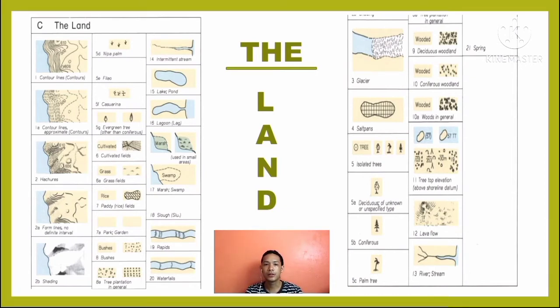So, in continuation, let's talk about the land. There are various formations of the different types of lands regarding their formation and texture. It was made in order to determine the different coastal regions. The land in the nautical chart gives us information on the different types of structures. So there are several types of land, such as contour lines, hachures, form lines, no definite interval, the shading, glaciers, river or stream, and so on and so forth.